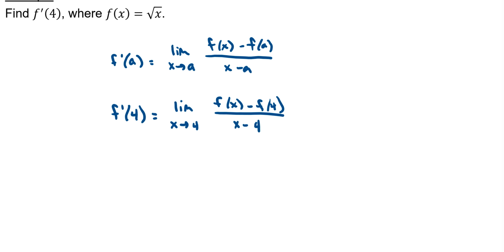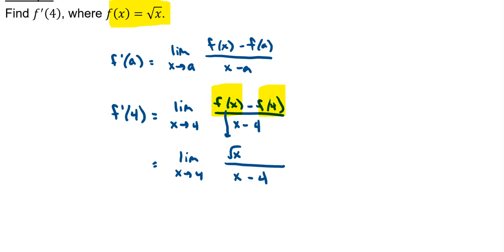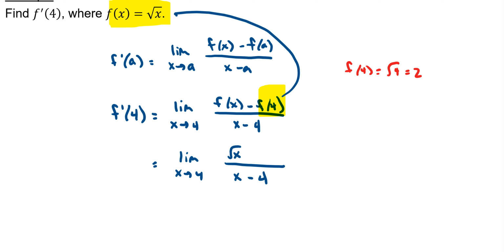And before we can evaluate this limit, we just need to plug in 2 more things. We need to plug in f of x and f of 4. Everything else seems good to go, right? Limit as x approaches 4, and then x minus 4 in the denominator. Nothing really to simplify there. What we need to do is rewrite f of x as the square root of x, because that's what f of x is. And then we can rewrite f of 4 by just evaluating f of 4. So f of 4 is the square root of 4, which is 2.